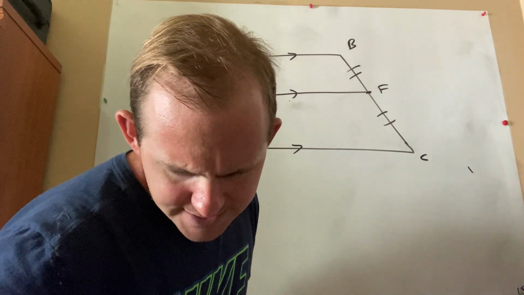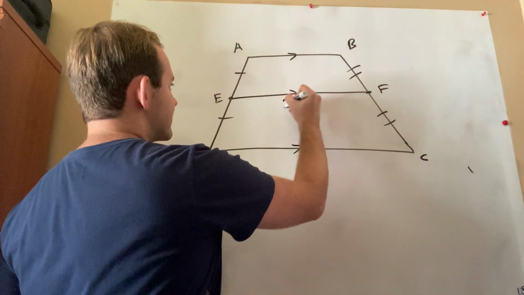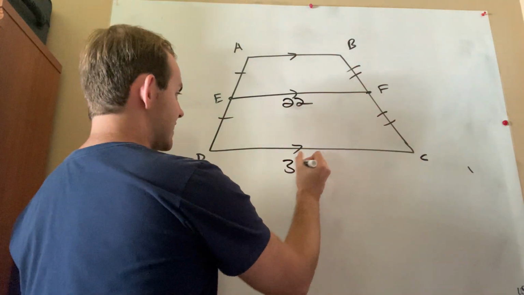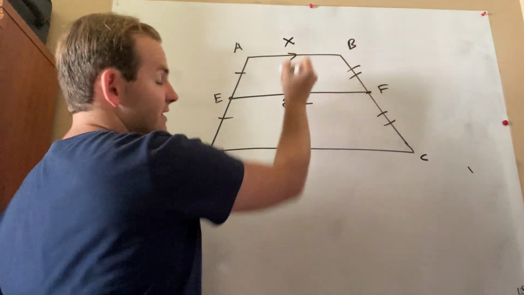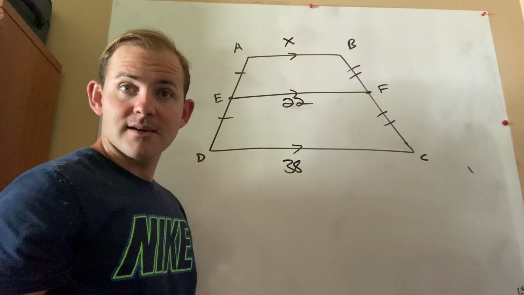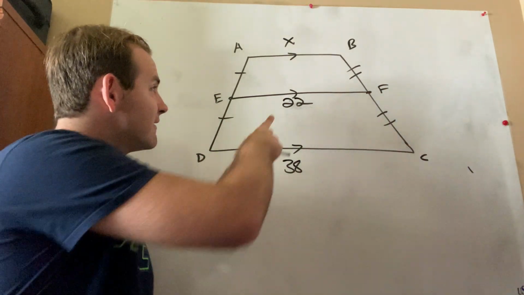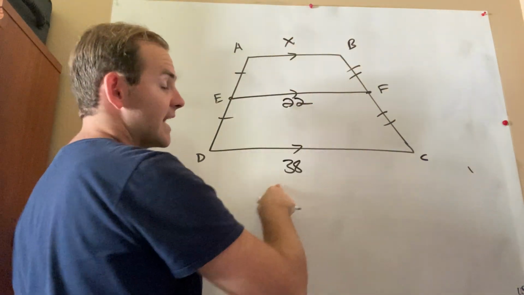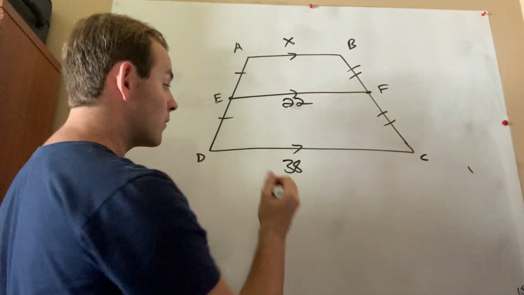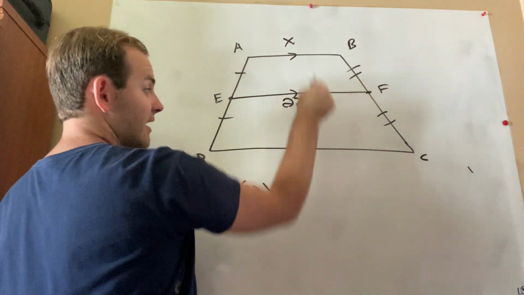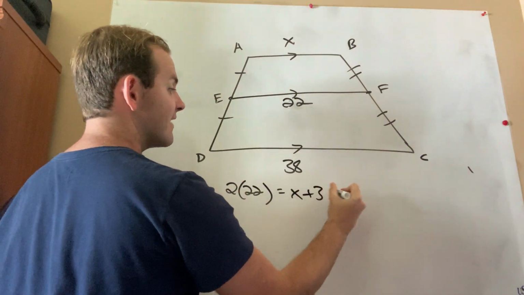Number 3 instead gives us the mid-segment. So they give us this. This is 22, and they tell me this is 38. And they ask me to find the length of AB. Well, guess what? How many of these does it take to make this added up? It takes 2. So I'm going to say it takes 2 22s to make x and 38 added together.